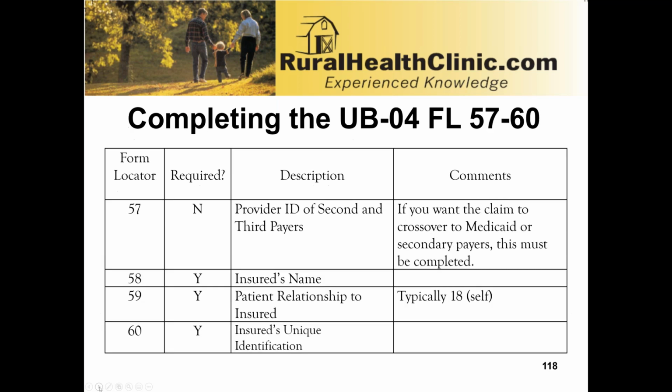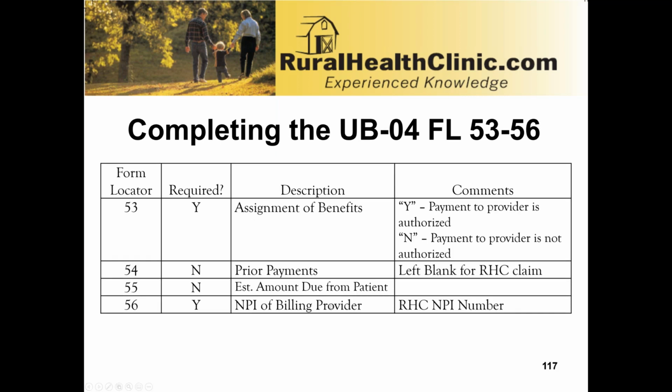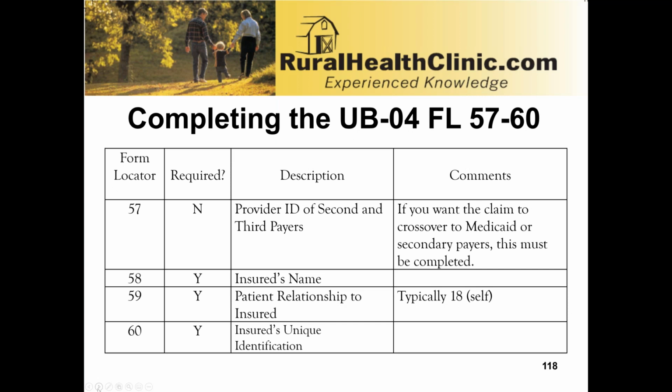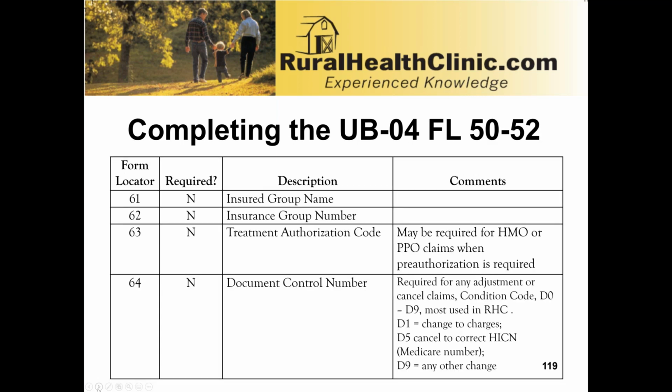So a lot of these are not required. Let's go back to 56, MPI number of the billing provider. This is important. That is your RHC MPI number. You have to have an institutional or organizational MPI number to be a rural health clinic, and so in that case, you want to use that. So if I'm a nurse practitioner and Louise is the doctor, we're all going to be using the same RHC MPI number in form locator 56. Let's see here, insurers names, all that sort of stuff there.